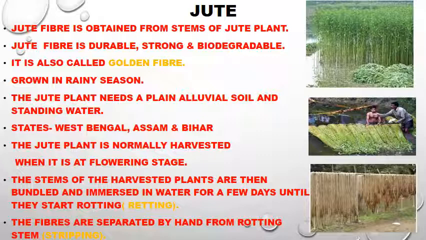After harvesting, the stalks of the plants are tied into bundles and left in stagnant water for about 20 days. And this process is called retting. When the stems rot, the fibers are separated by hand and this process is called stripping. Now the fibers obtained are dried in the sun and tied into small bundles, and then these bundles are sent to the mills. There, they are spun and woven into textile.